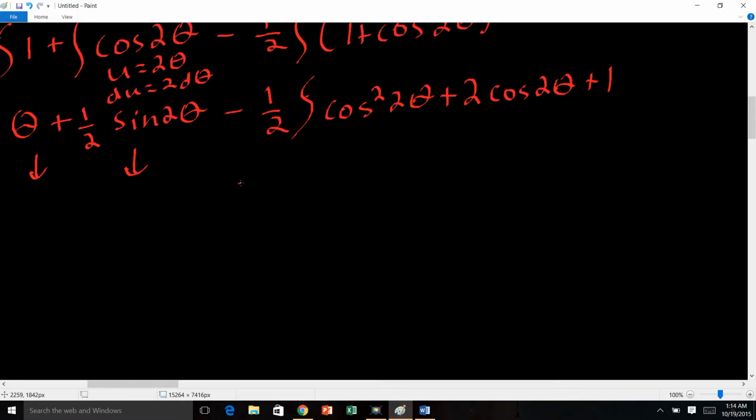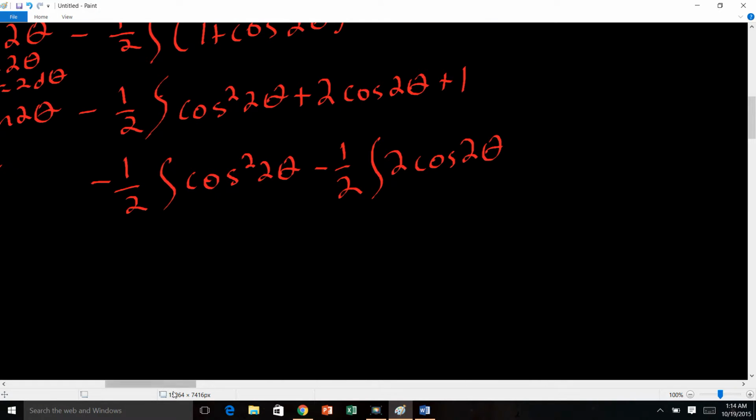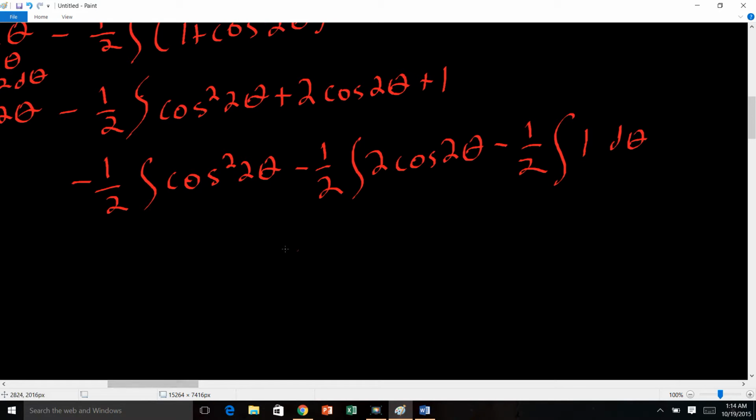So let's go ahead and break our integrals up. We have a minus 1/2 cosine squared 2 theta minus 1/2 2 cosine 2 theta, and we're going to scroll over a little bit more again. Minus 1/2 integral 1 d theta. All right, so we'll have to do another trig identity here.